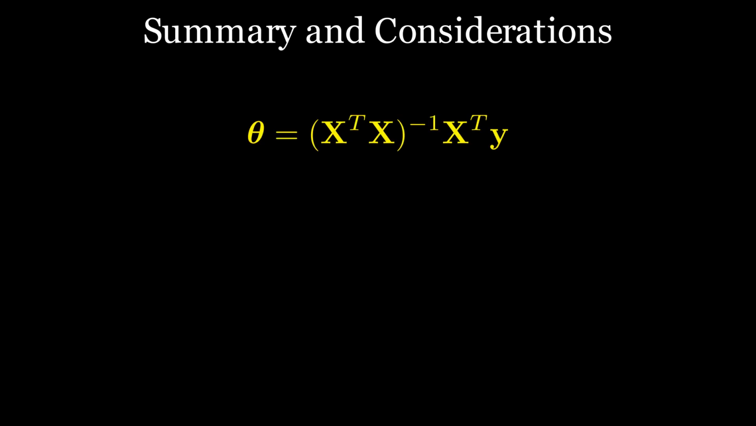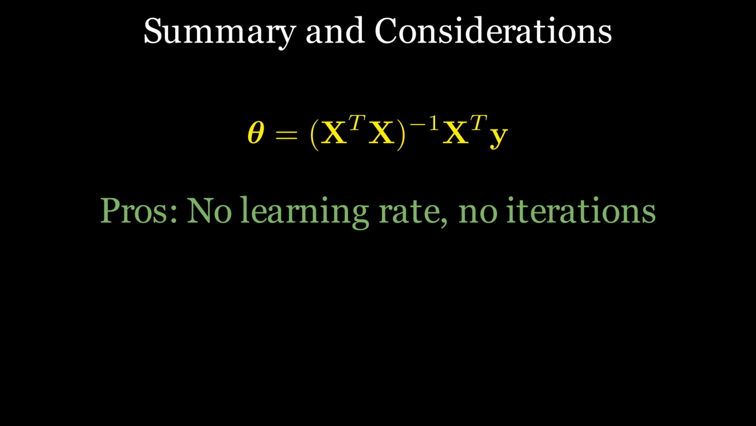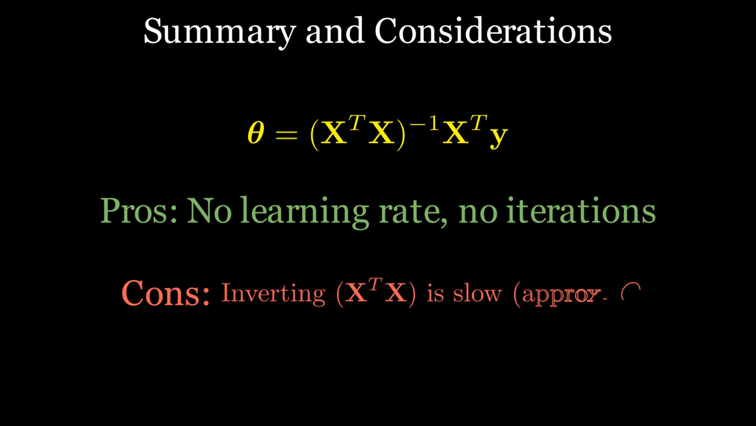So we have derived the normal equation, which gives us a direct analytical solution for the parameters of a linear regression model. This method is very powerful because it solves for theta in one step, without needing to choose a learning rate or iterate like in gradient descent. However, it has a major drawback. Calculating the inverse of x transpose x is computationally expensive. If you have n features, the complexity is roughly on the order of n cubed. For thousands of features, this becomes very slow.